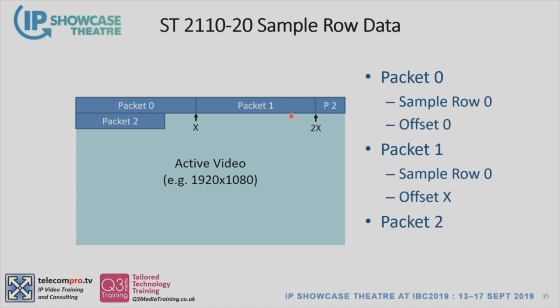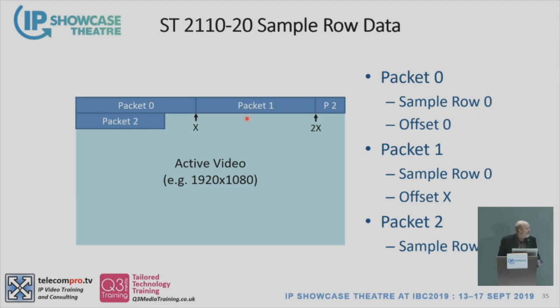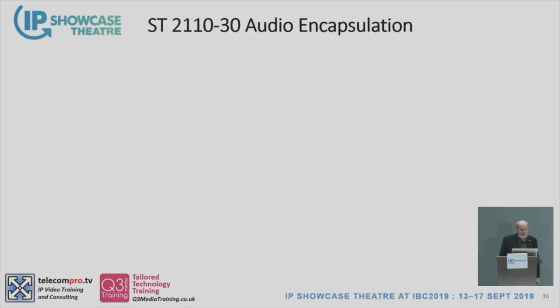Then for packet 2, notice that in this case it wraps around from the first row to the second row. So we're actually going to have 2 sets of headers. We're going to have a header for sample row 0, which has an offset of 2x. Okay, so that's going to be the start of that little group of pixels there. And then it's going to have some pixels from sample row 1 with an offset, again, of 0 because it's starting at the beginning here. So on and on, we have a very simple system for precisely addressing where pixels go within a video frame.